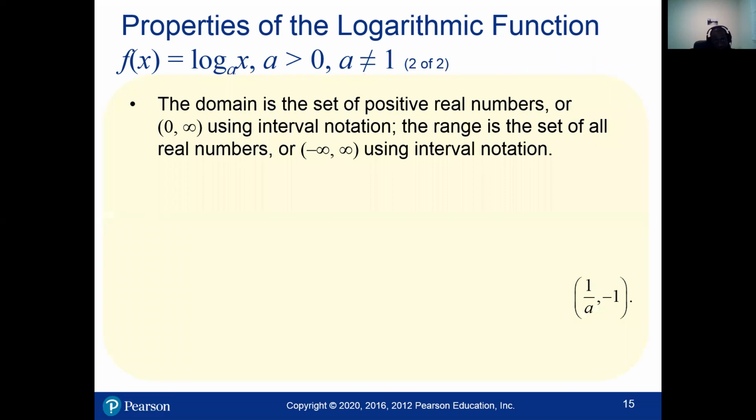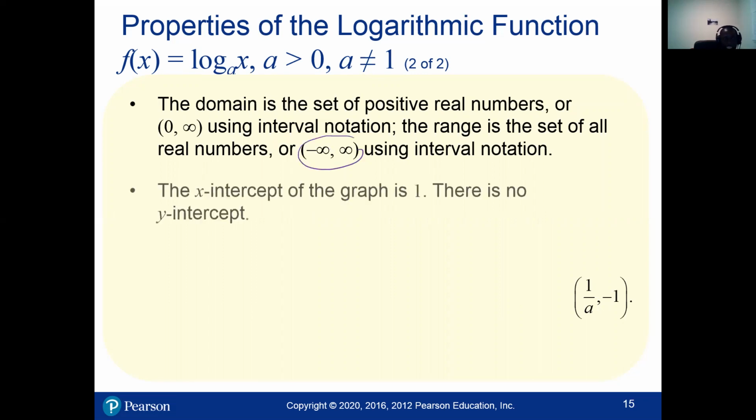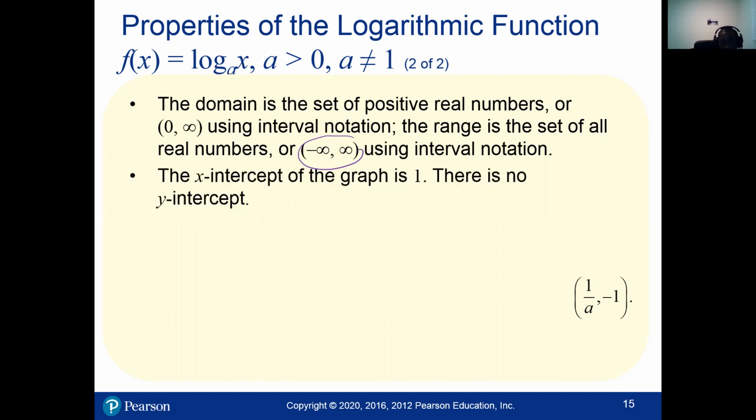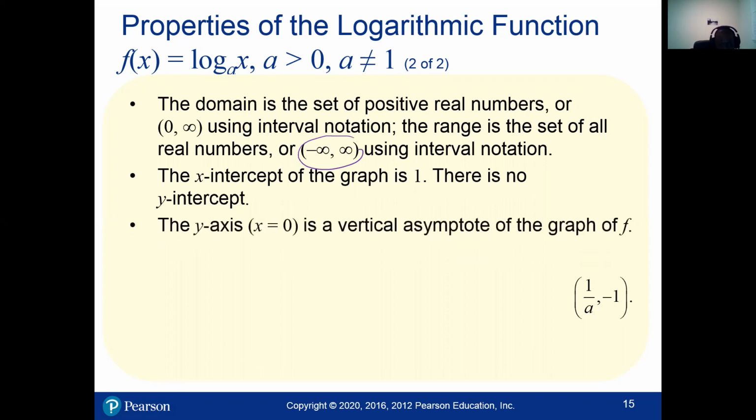First, the domain is the set of positive real numbers, or from 0 to infinity using interval notation. The range is all real numbers. And then second, the x-intercept of the graph is 1, and there is no y-intercept. Compare this to the exponential function. The exponential function doesn't have an x-intercept; it has only one y-intercept. So you see the opposite of that. The y-axis is a vertical asymptote.